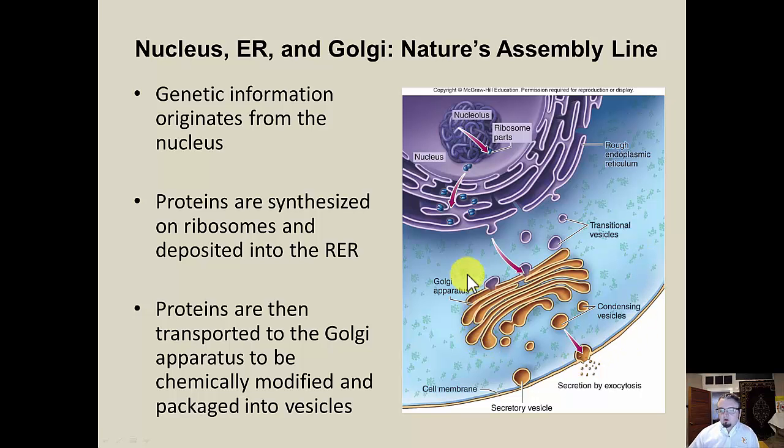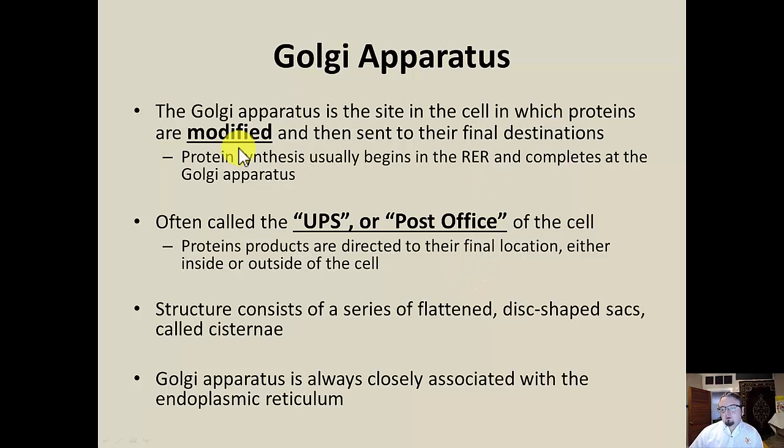Let's just go back here real quick. That's why it's referred to as the UPS. Kind of like the UPS, you take them a package, they put a label on it, and that label determines where it goes. That's largely how the Golgi apparatus works. The proteins in this case are sent. The Golgi apparatus literally puts a biological label on them, and then that label is what directs them to wherever they're supposed to go.